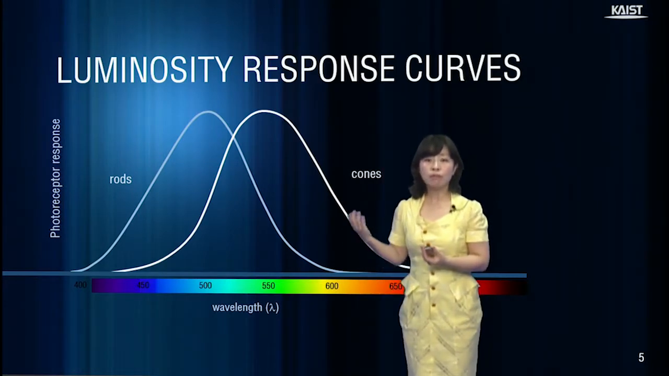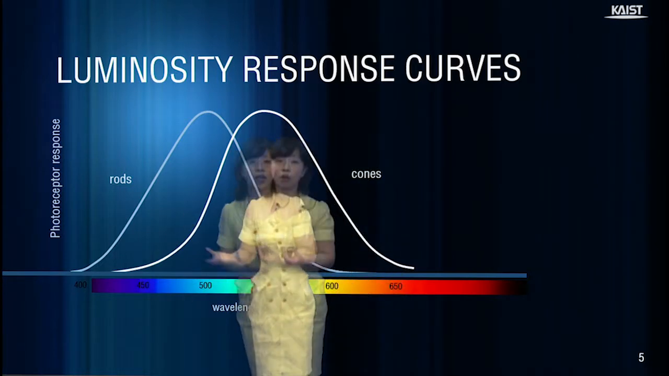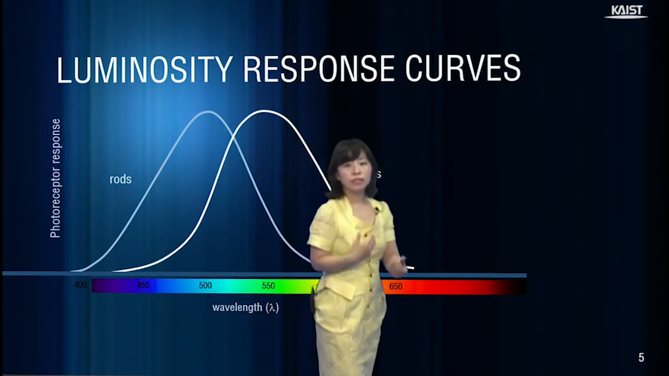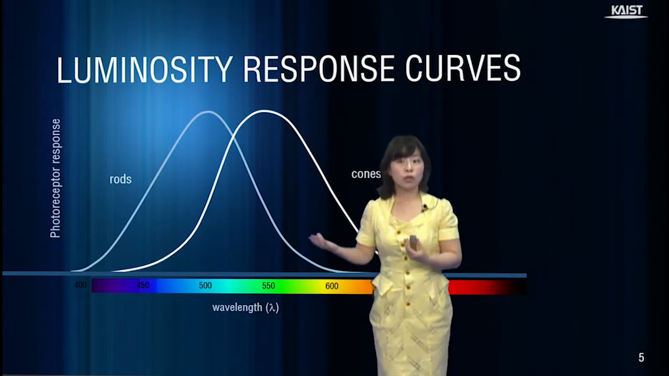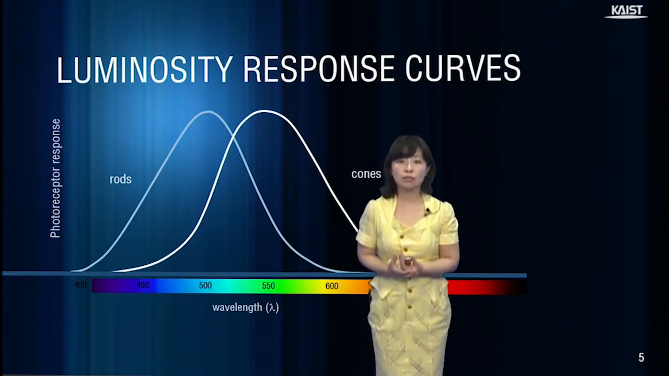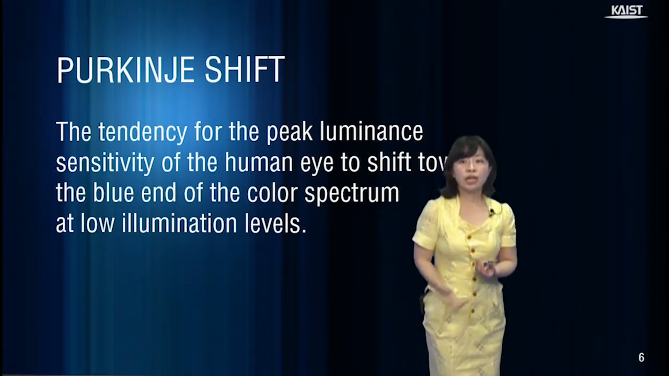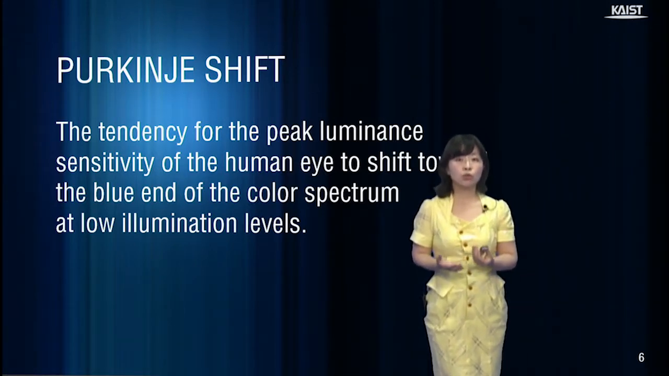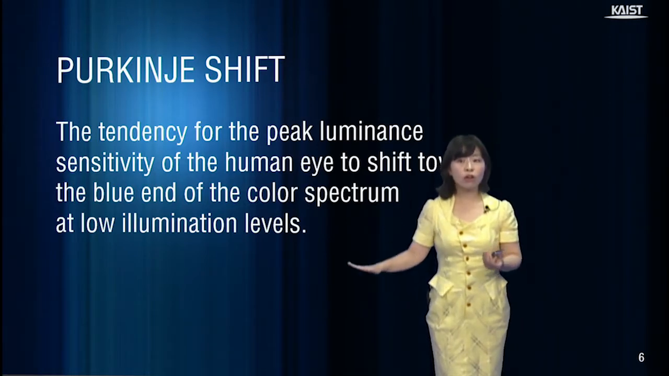In terms of the luminosity response, the peak of rod cells is close to the short wavelength. Therefore, rod cells are more sensitive to blue. The shift of the luminosity curve results in a special effect, also known as the Purkinje shift. The Purkinje shift is the tendency for the peak luminance sensitivity of the human eye to shift toward the blue end of a color spectrum at low illumination level.